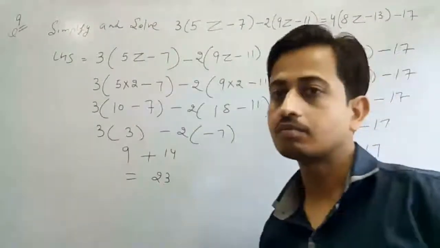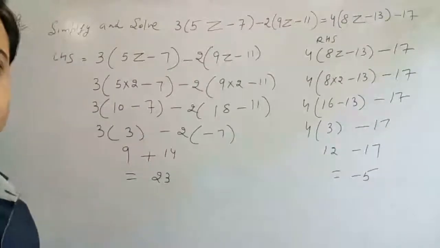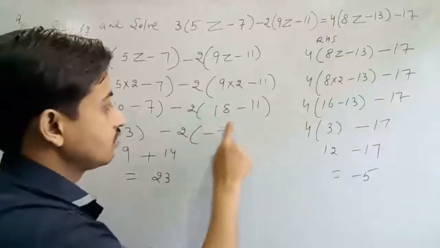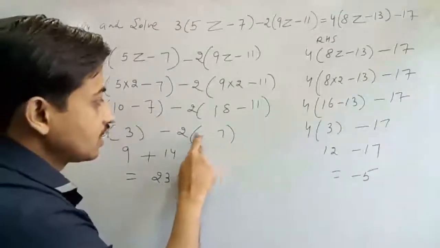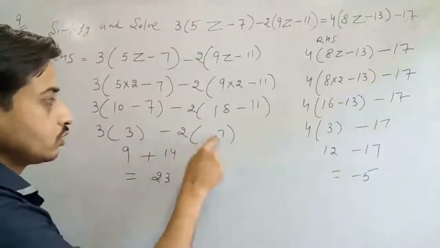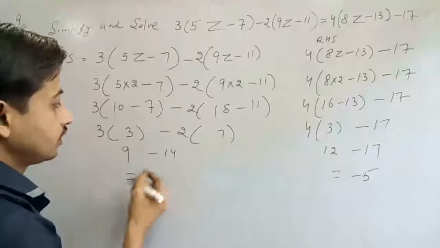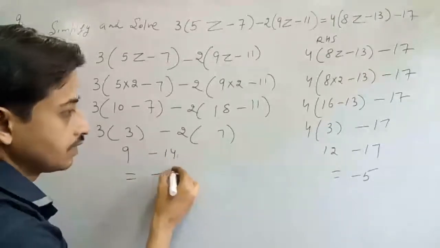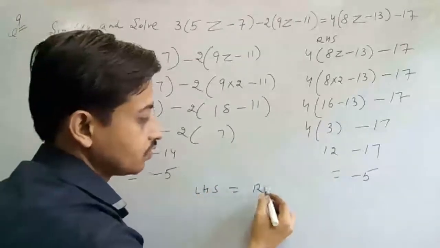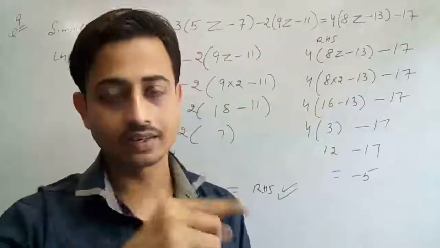Sorry, but we did something wrong. Please take a look. 5 into 2 is 10. Please make a note first. Where did we make the mistake? Here. 18 minus 11, we get positive 7. I write here negative 7. So 2 into 7 is 14, we get here negative 14. So 9 minus 14, we get minus 5. So the left hand side becomes equal to the right hand side. Please make a note.